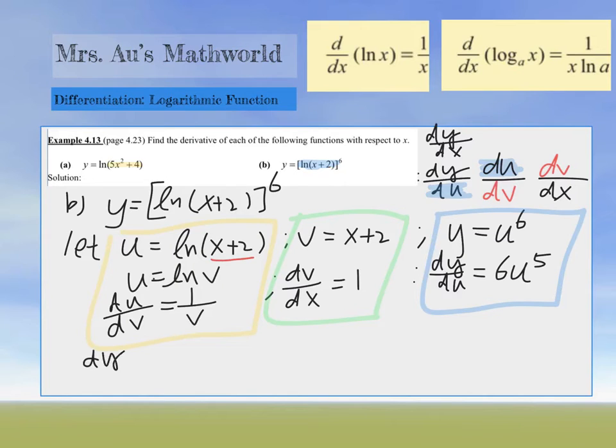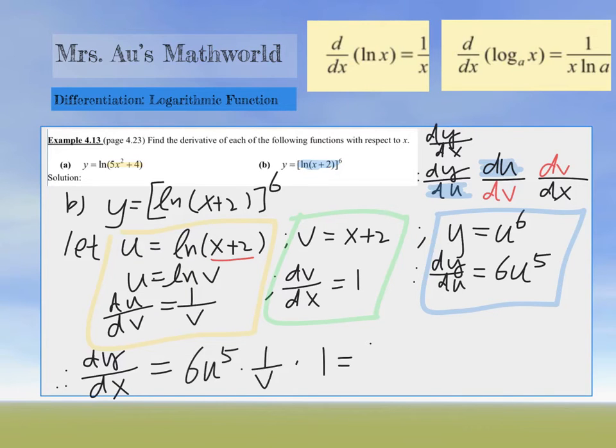So dy dx, therefore, the first one is dy du. So dy du is 6 times u to the power 5, step 1. And then you multiply the middle part, du dv, 1 over v. And then finally, multiply by dv dx.